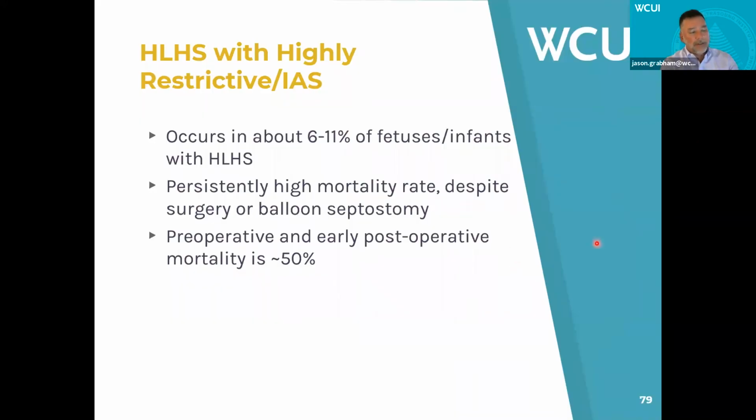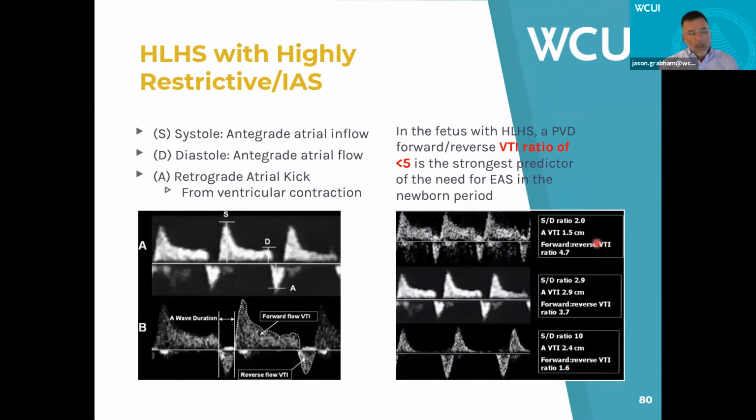And the reason why is because there's a subset of these patients, about 6 to 11% of all patients with hypoplastic left heart syndrome, that have a restrictive interatrial septum. The problem with this is when you run across a case like this, they have a very high mortality rate despite surgery or immediate palliative procedures postnatally. In fact, pre and early postoperative mortality is about 50% for patients that have a restrictive interatrial septum. And so one of the things that we evaluate very carefully to be a good predictor for us, on the left you see this is a spectral Doppler of a pulmonary venous inflow.